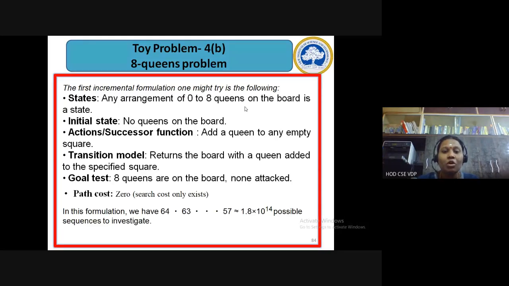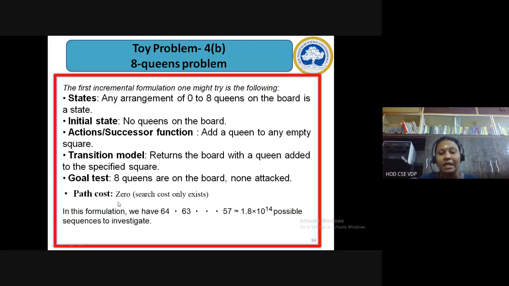Then the transition model returns the board with a queen added to the specific square. So here this is a new terminology, that is transition model, but usually this is not a component of an AI problem. But then you have the other components, that is states, initial states, action, and then the goal state, path cost. What is the path cost?